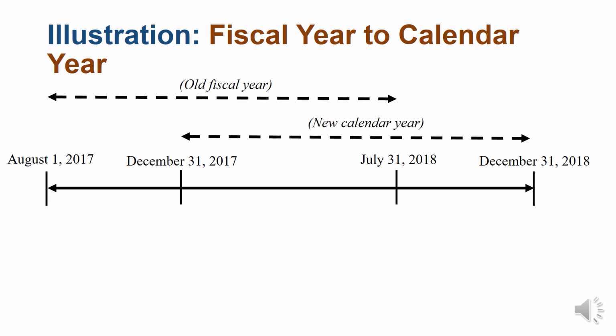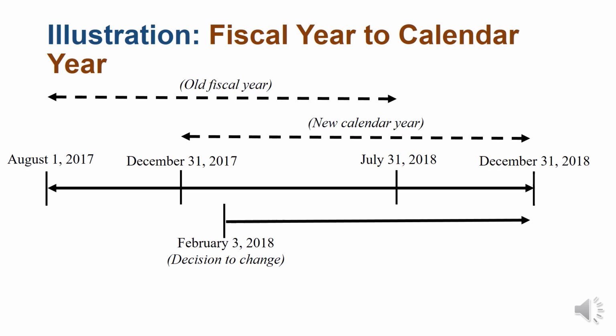Okay? The decision was made on February 3, 2018. This was the decision to change. So take note that the decision to change happened during the calendar year of 2018. Okay? It is in between January 1, 2018 to December 31, 2018. So regardless of when the decision was made, our concern here is the beginning of the old fiscal year and the beginning of the new calendar year.